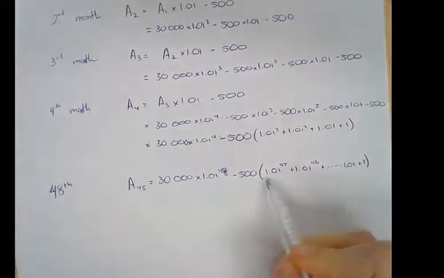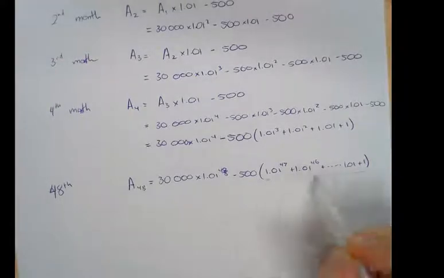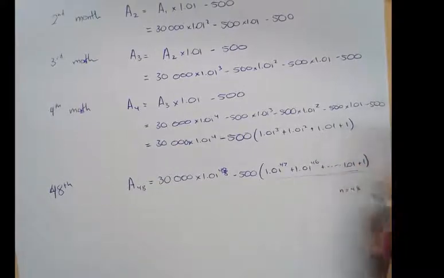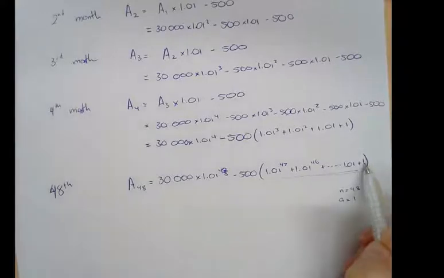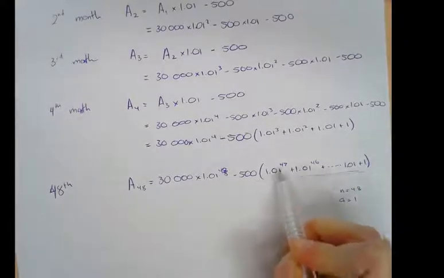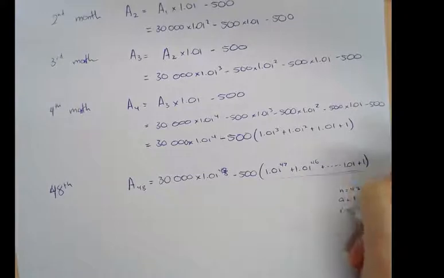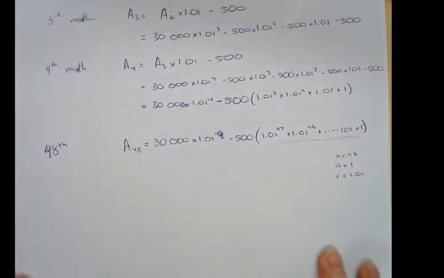So in this now, we can find the sum of this series. Because of this term here as well, we have 48 terms. Our first term is just 1. So as this is our first term, second term is our 48th term at this end. So our R is 1.01. That's what we're multiplying by each time.